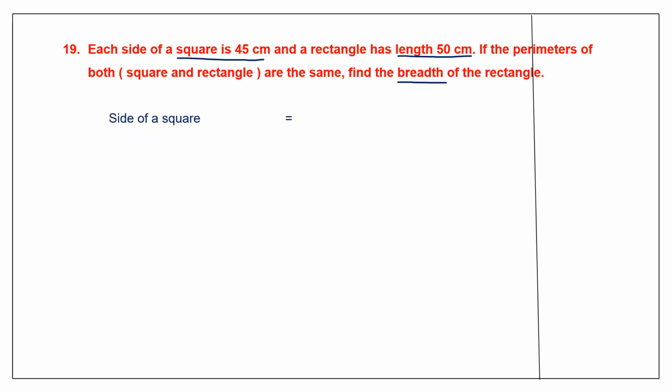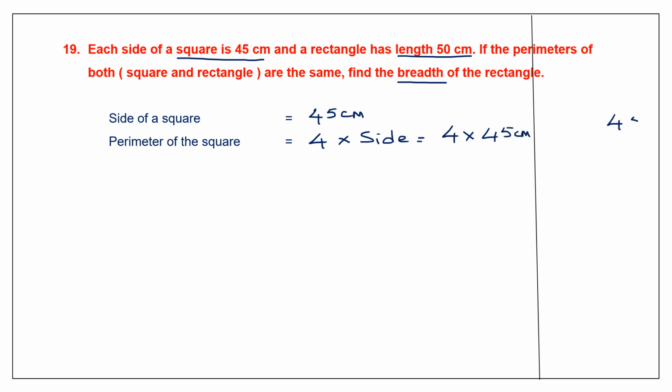So side of a square is given as 45 centimeters. Now the perimeter of the square, the formula is 4 into side, which is 4 into 45 centimeters. So let's multiply 45 into 4. 4 fives are 20, carry 2. 4 fours are 16, 17, 18. So the perimeter of the square is 180 centimeters.